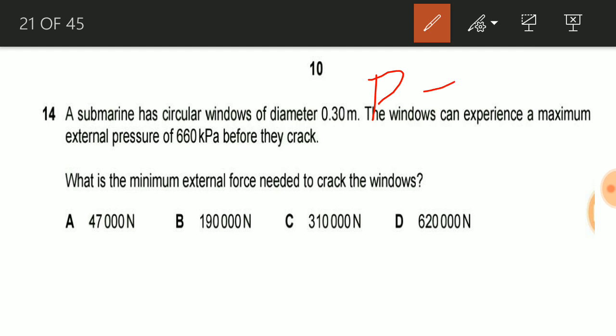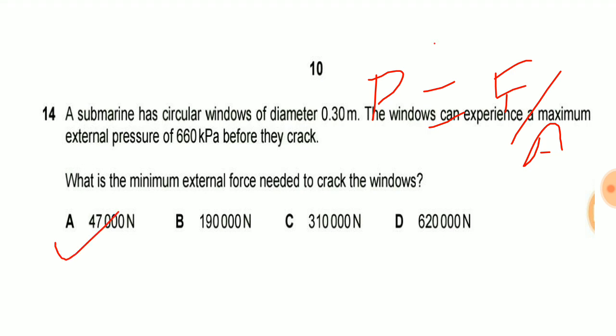So pressure is equal to force upon area. Area is given in terms of diameter, so pi d square by 4 gives the area. On doing pi d square by 4 and multiplying it with P, we will get our actual answer. The correct answer for this question is option choice A. On doing a simple mathematical calculation, we will get the answer for question number 14.